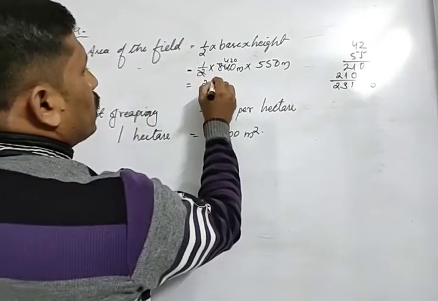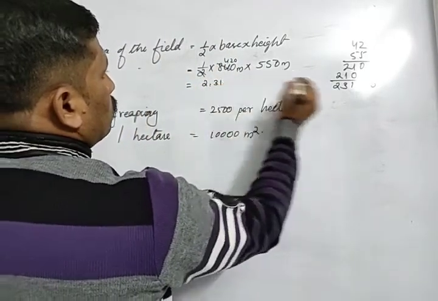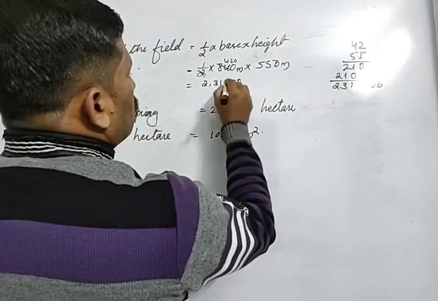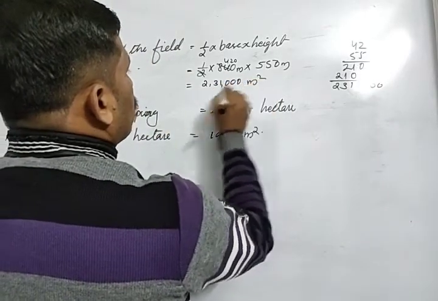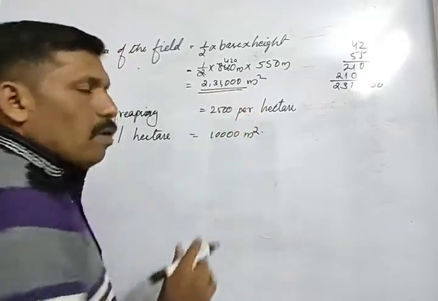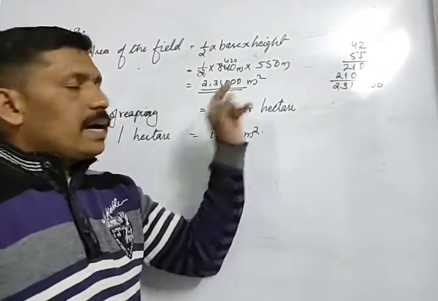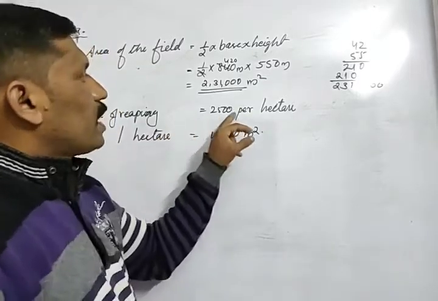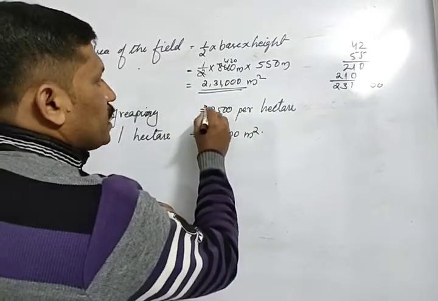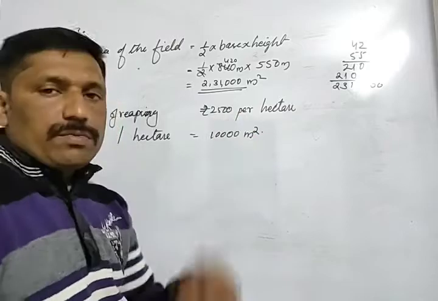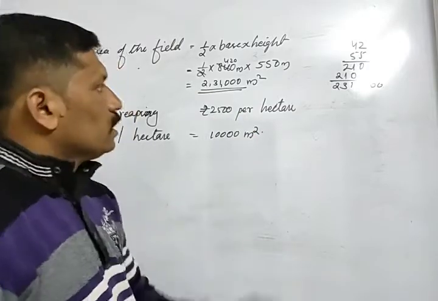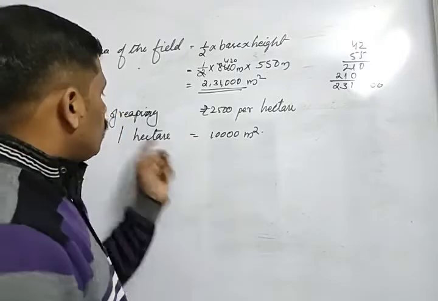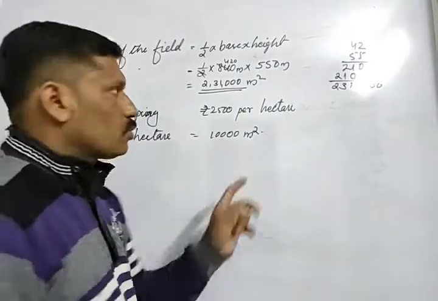That means 2,31,000. 2,31,000 meter square. That is the area of that field. But this area we have got in meter square, but here cost per unit is 2,500 rupees per hectare. 1 hectare, 2,500 rupees. That's the cost of reaping. So this 2,31,000 meter square means it is how many hectare? 1 hectare is equal to 10,000 meter square.